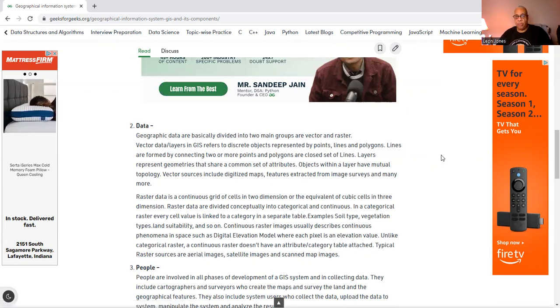Continuous raster images are usually describing continuous phenomena in space, such as a DEM. DEM is digital elevation model, in which each pixel is an elevation value. Now, unlike the categorical raster, a continuous raster doesn't have an attribute / category table attached. So a typical raster source would be a satellite image, a scanned map image, or aerial images.